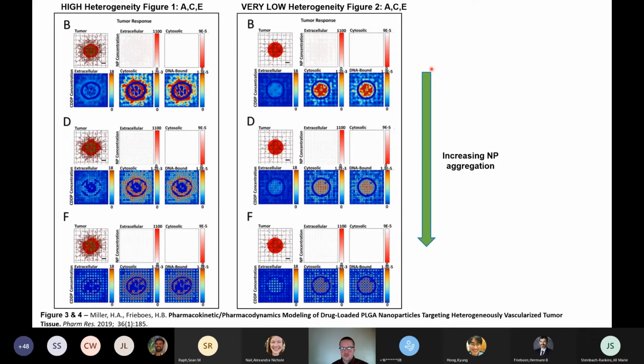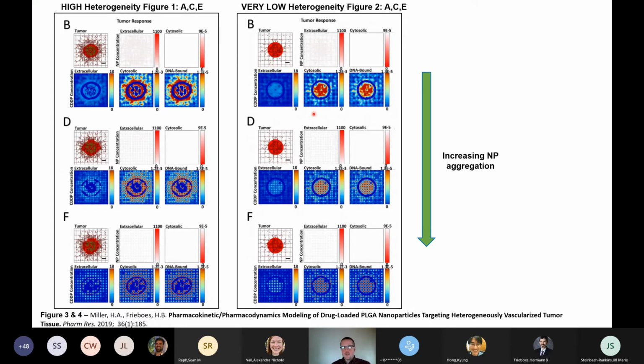These images show the distribution of nanoparticles and drug with increasing nanoparticle aggregation after the drug has taken effect. Nanoparticle aggregation results in localized pockets of drug, which also seem to affect the regions of eliminated tumor tissue. Affected regions of tumor tissue become less uniform with increasing nanoparticle aggregation, and this effect is more pronounced in the high heterogeneity tumors compared to the very low heterogeneity tumors.